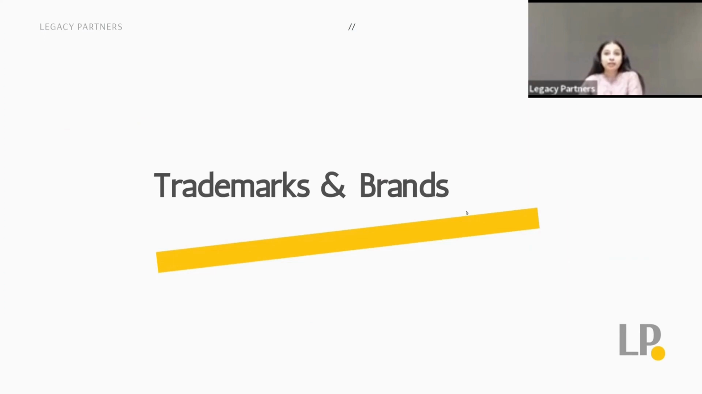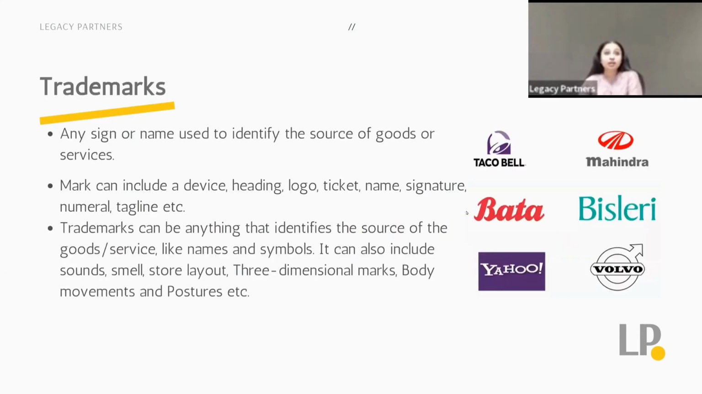Coming to the main part of the webinar, that is trademark and brand name protection. Trademarks are those names or symbols which are used to identify the source of goods or services. So basically, trademarks are those things which make us identify the source or the originator of the goods or the services. Trademarks include a device mark. It can also include a word mark, signatures, numerals, and taglines. All these can be covered under the Trademarks Act.